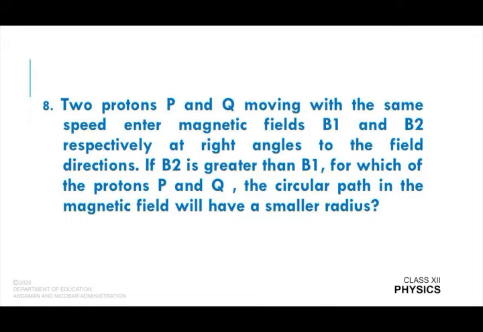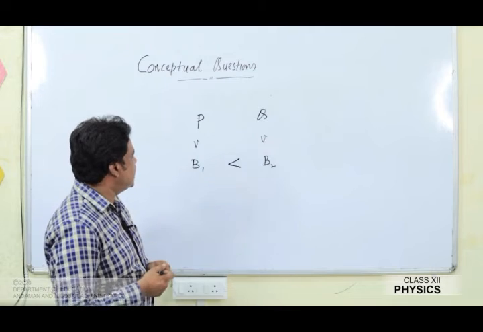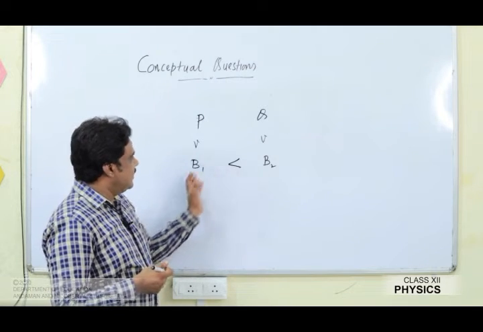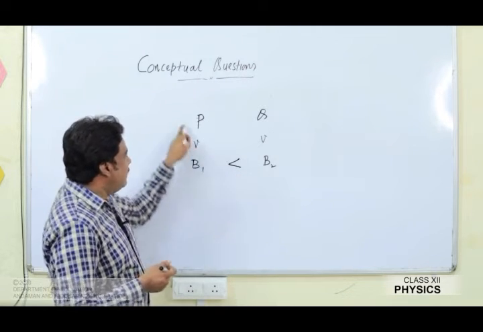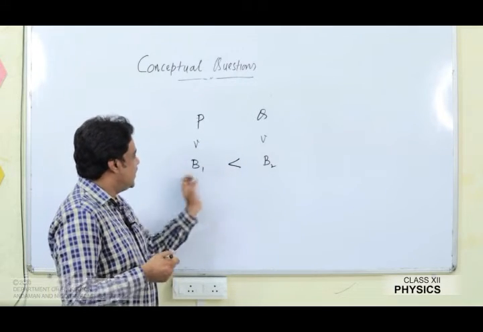So once again I am going to read it back. Two protons P and Q moving with the same speed enter magnetic fields B1 and B2 at right angles to the field direction. If B2 is greater than B1, for which of the protons P and Q will the circular path in the magnetic field have a smaller radius? So obviously there are two protons P and Q, their speeds are the same. What about the magnetic field? They are entering at right angles to the magnetic field. P enters B1, Q enters B2. What about the magnitude? B2 is greater than B1.